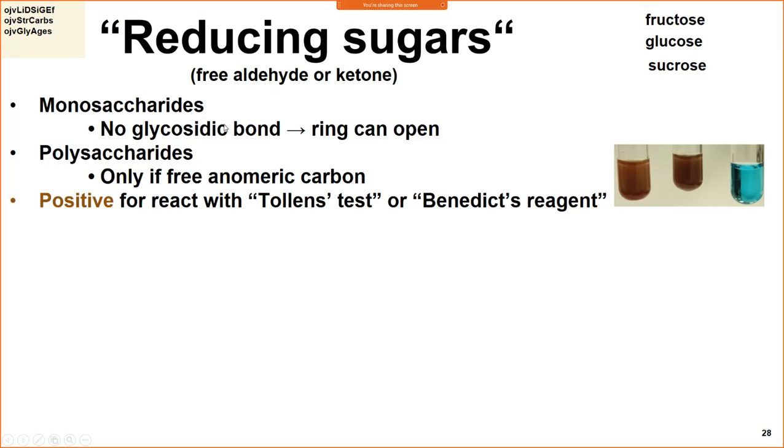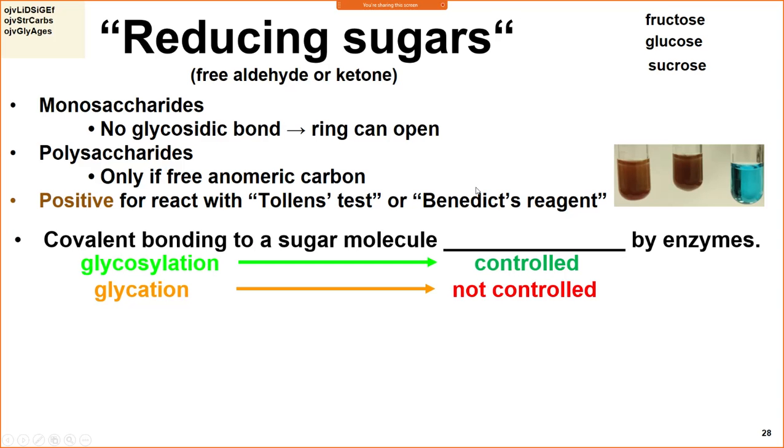Okay, so how do we test for some of this stuff? This is back to that thing about, is there a reducing sugar? So again, when you have a monosaccharide, there's no glycosidic bond, so all of those can open up, the ring can open. If you have a polysaccharide, they'll only react as a reducing sugar if there's a free anomeric carbon. On the next slide, I just give you a cheat sheet table of what's what, but there's this test called the Tollens test or the Benedict's reagent, and it's positive if there's a reducing sugar, okay?